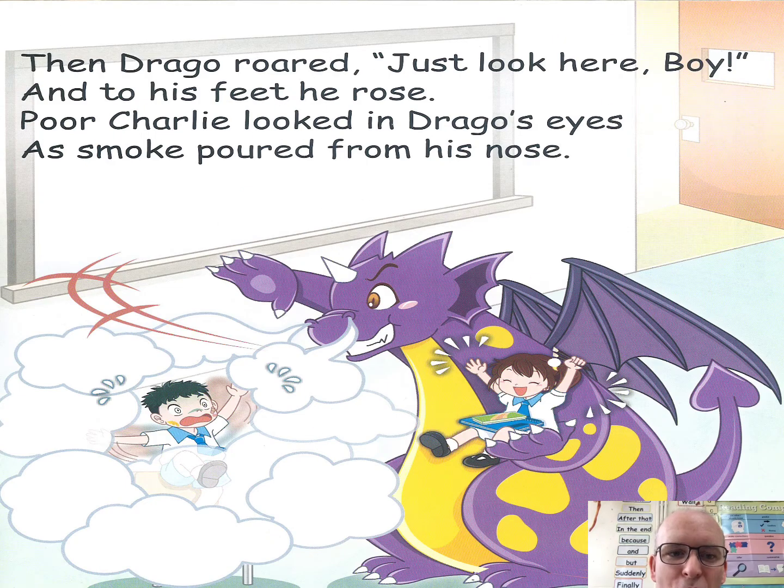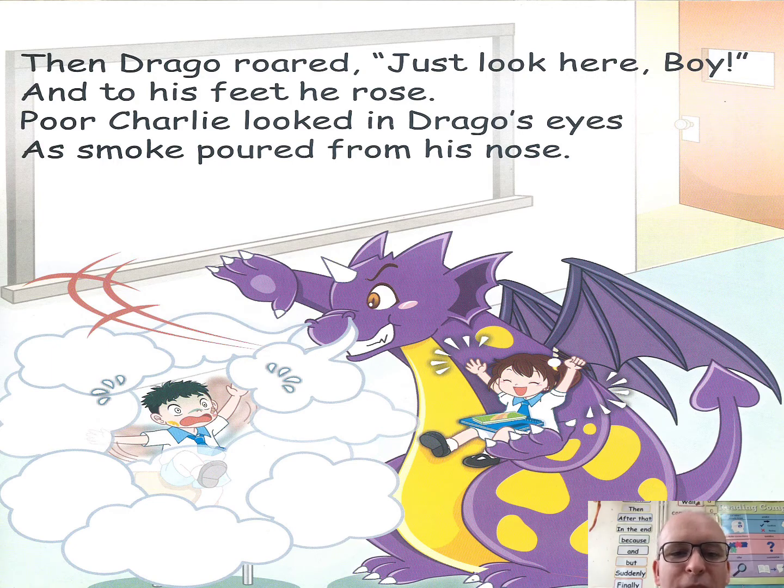Then Drago roared, "Just look here, boy!" And to his feet he rose. Poor Charlie looked in Drago's eyes as smoke poured from his nose. We can see now that Drago is fully visible to Charlie. He is very dark. His colors are deep purple and yellow. Charlie can see him. He's looking into his eyes and he looks terrified.